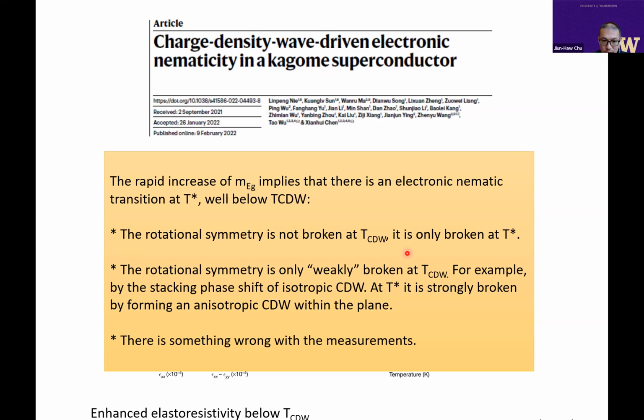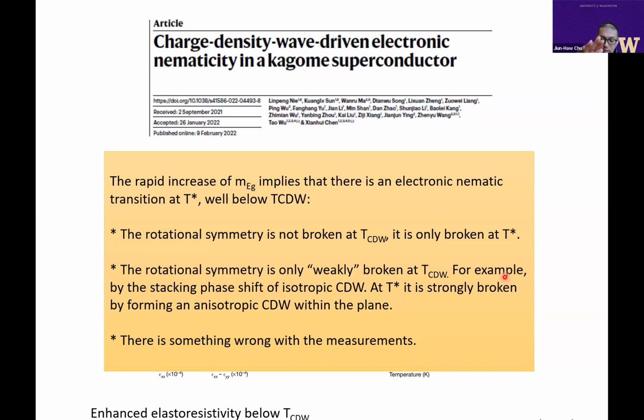Now, this is inconsistent with a lot of the experimental work that have shown that the rotational symmetry is already broken at the CDW. So there's another explanation, which I think is the explanation adopted by these authors, which is that the rotational symmetry is only weakly broken at the CDW transition. For example, if you have a stacking of this star of David and trihexagonal pattern in this compound, with a phase shift from one layer to the other, then even though your CDW within each layer is isotropic, the bulk of the sample, because of the stacking phase shift, has rotational symmetry breaking, and the unit cell becomes orthorhombic because of this stacking pattern. In this case, this could be considered a weak rotational symmetry breaking, because within the plane you still have a more or less isotropic structure.